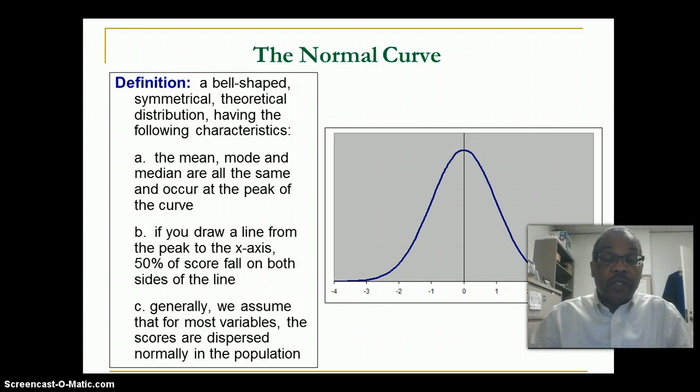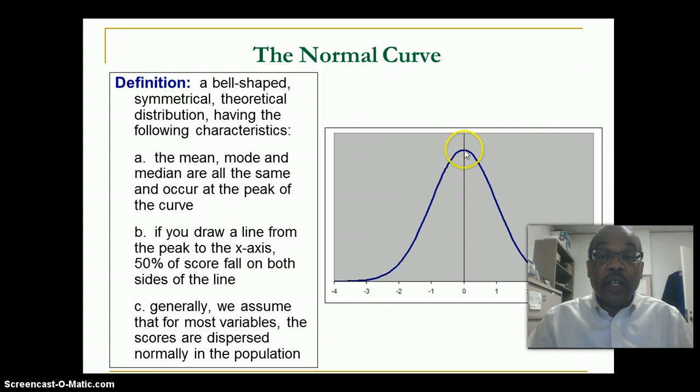Three main characteristics are that the mean, the mode, and the median are all the same and occur at the peak of the curve. If you look at the cursor, you'll notice where the peak of the curve is, and that's where the mean, the mode, and the median are. Now, if you reflect back on some of the data that we've analyzed up to this point, in most instances the mean, the median, and the mode were pretty close to each other, but not identical. But in this case, we are saying that the true characteristic of a normal curve is that the mean, the mode, and the median are exactly at the peak of the curve.